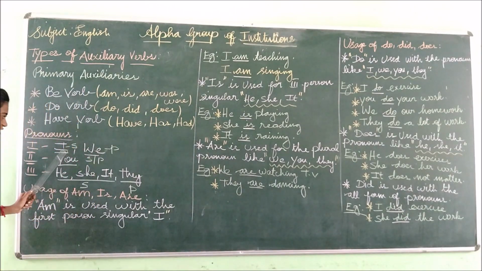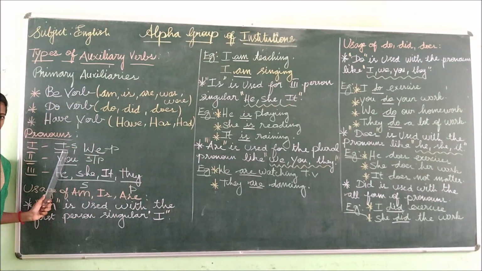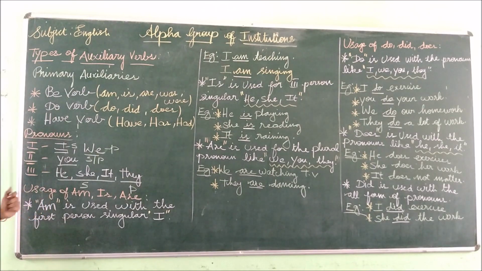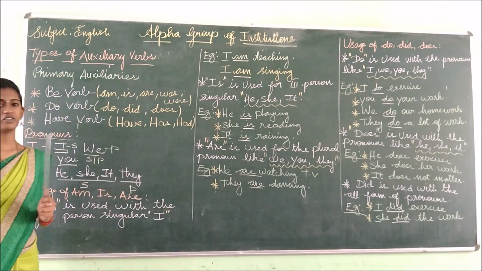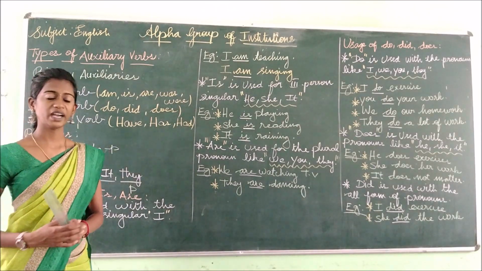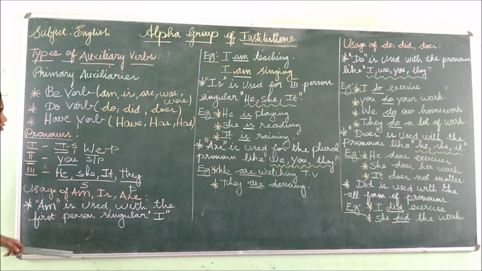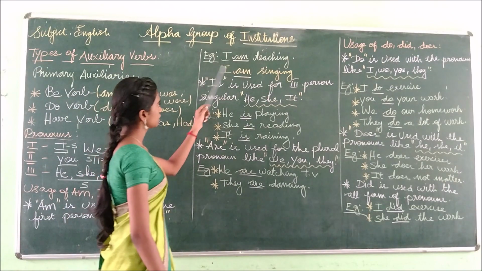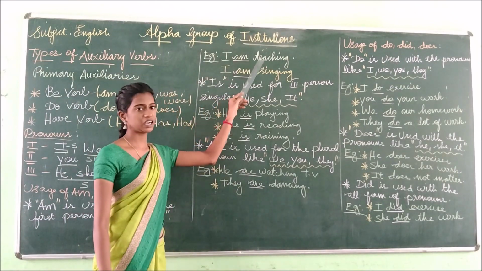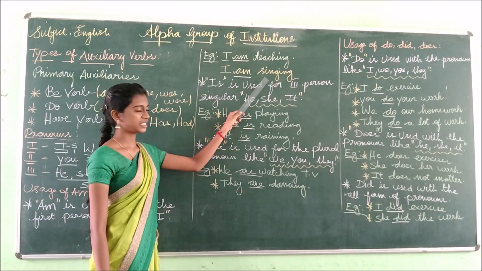So what is the first person singular? The first person singular is I. So we have to use am only for the first person singular I. For example, I am teaching. I am singing.